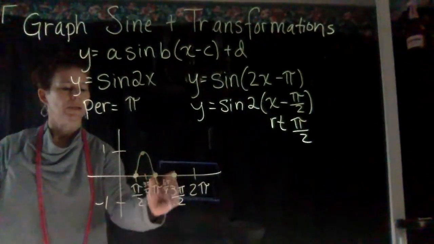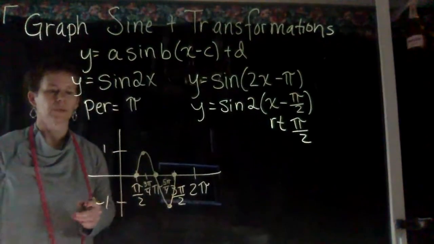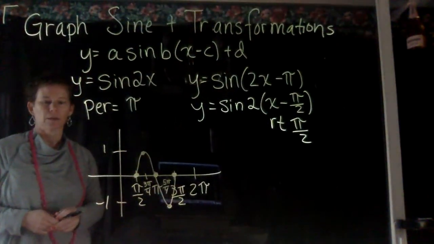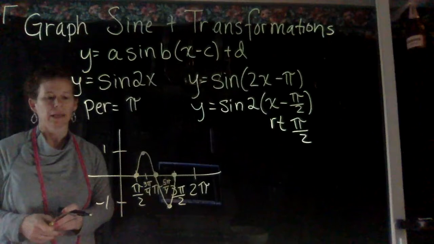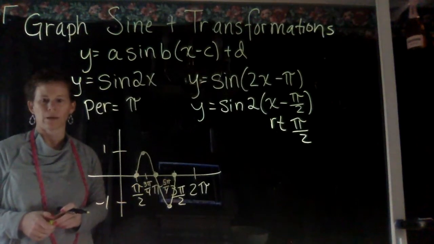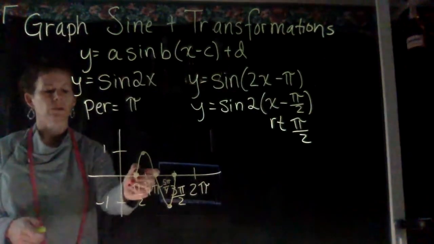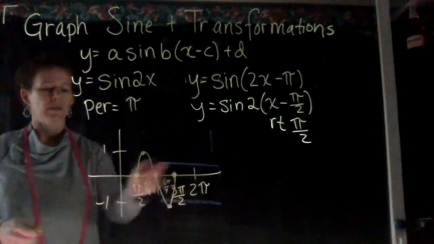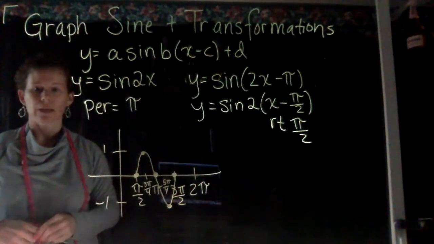We connect our graph. So this is a sine graph that has a period of pi, and it is shifted to the right pi over 2. You could continue, you could come on back and draw another part of your cycle, but this is the cycle.